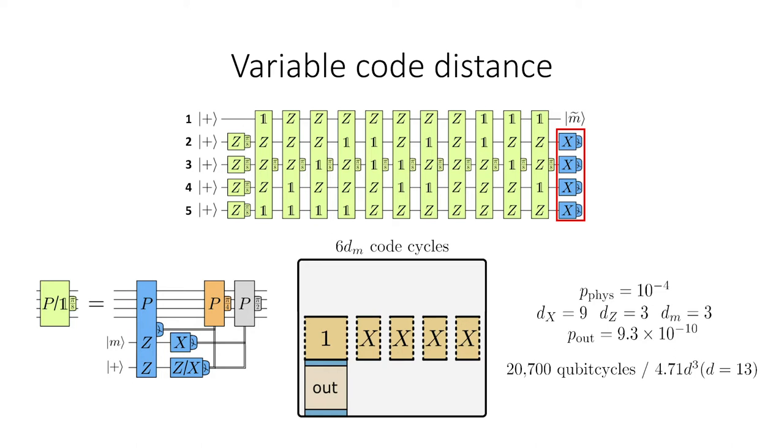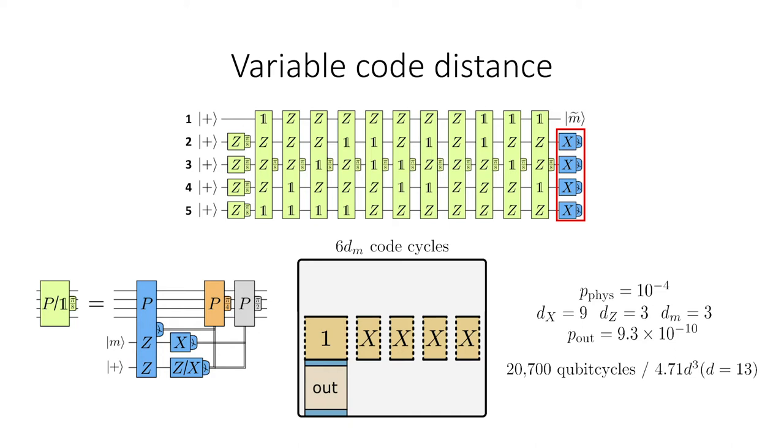But what I find in the estimate is that for a physical error rate of 10 to the minus 4, if I choose the code distances dx, dz, and dm as 9, 3, and 3, then I produce magic states with an output error of 9.3 times 10 to the minus 10, which is good enough for 10 to the 8 T gates. And the space-time cost of the protocol is 20,700 qubit cycles, so physical qubits times code cycles. And as far as I'm concerned, that's the only relevant cost metric for magic state distillation, the space-time cost.